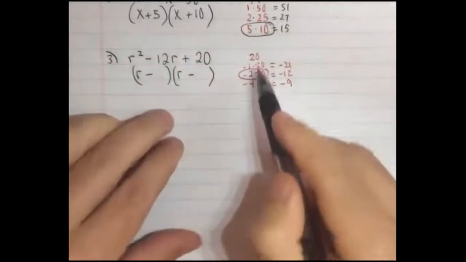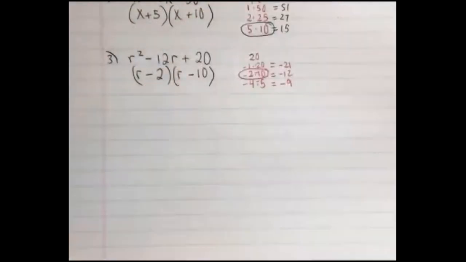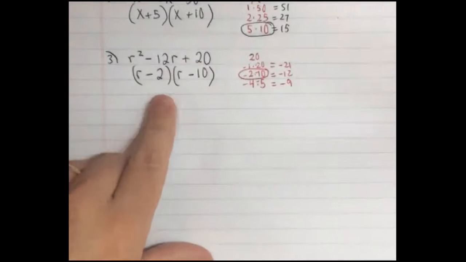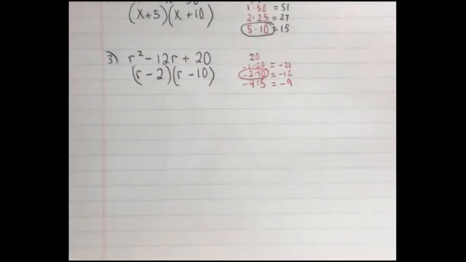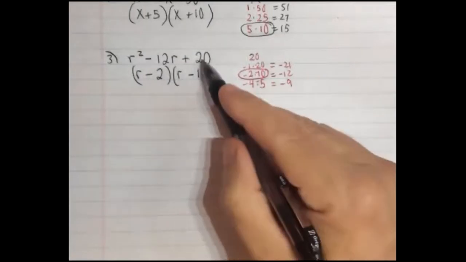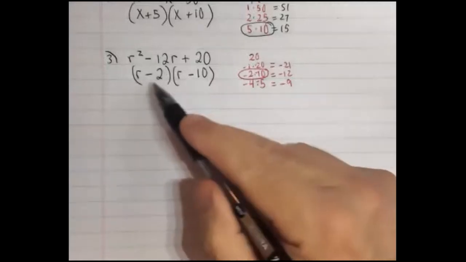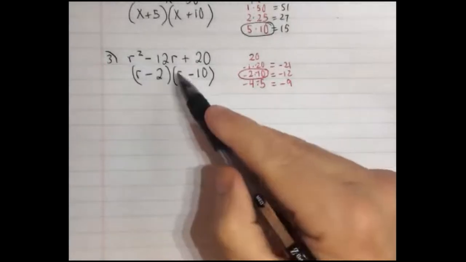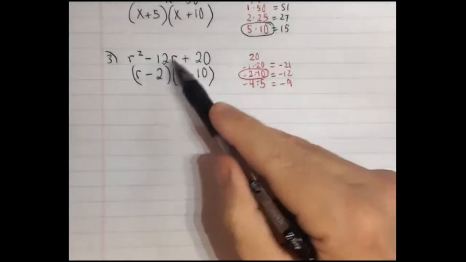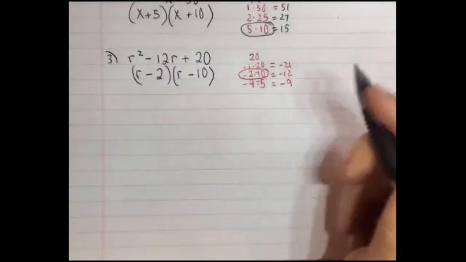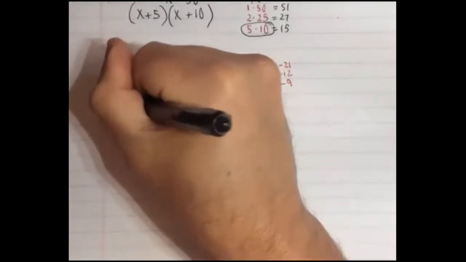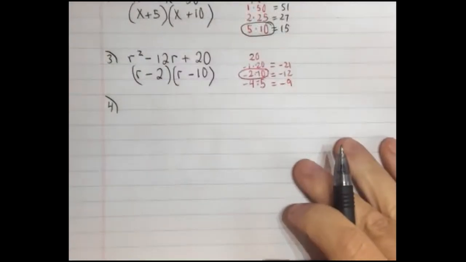So it's going to be a -2 and a -10. You just plug those values in. I already have the negative signs because I knew that's how they were going to go. And they're both going to be negative. And again, -2 times -10 gives me the +20. -2r and -10r would give me the -12r. So we'll do another one with them both being negative.